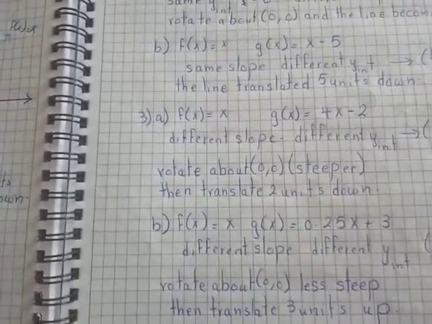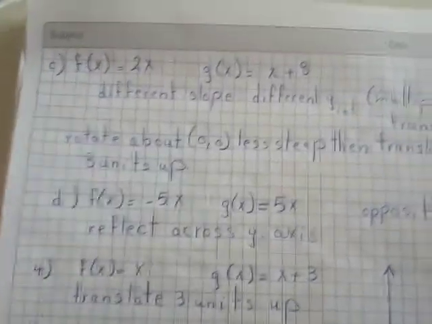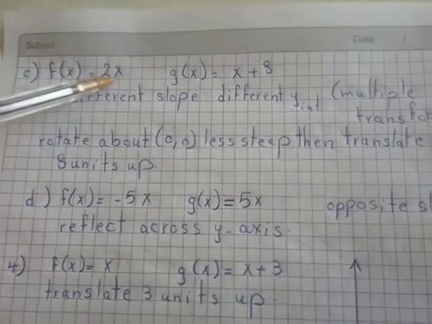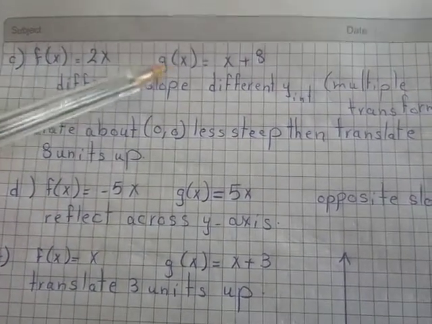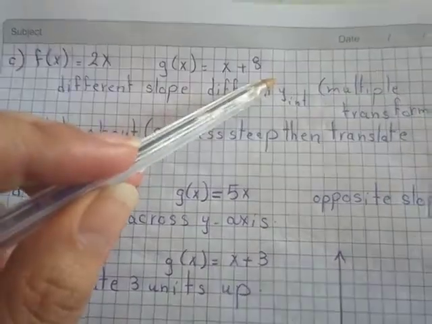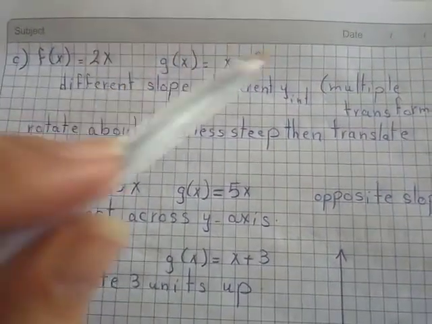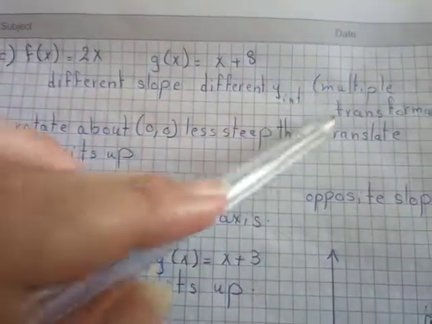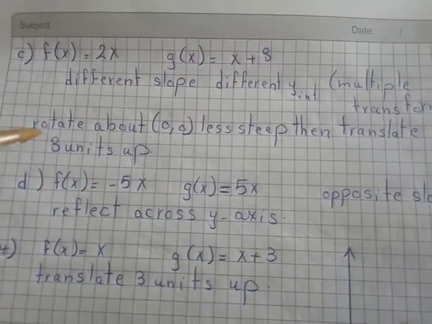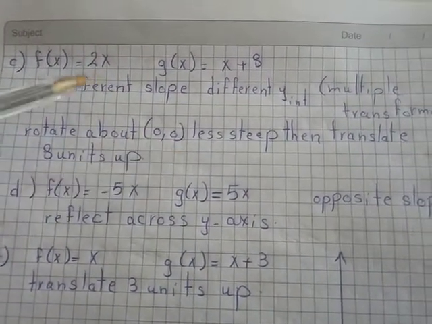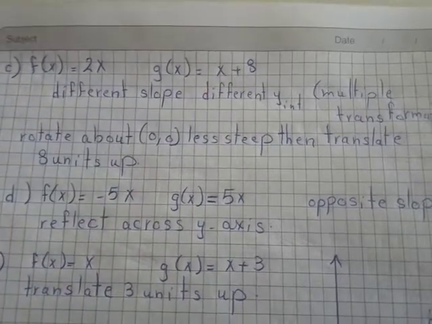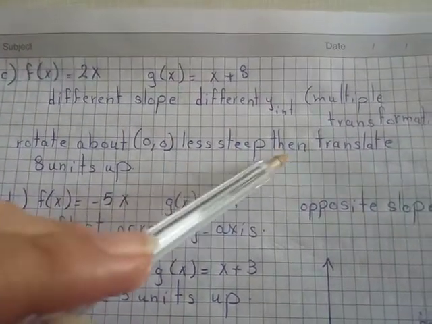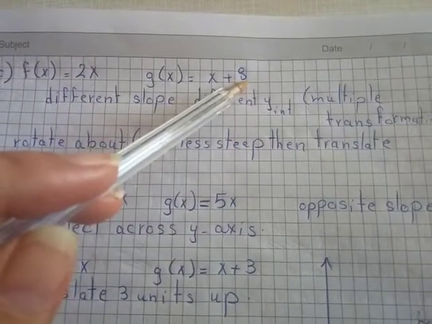Okay, f(x) equals 2x and g(x) equals x plus 8. Different slope and different y-intercept, so it's multiple transformations. Rotate about (0, 0), and the slope becomes 2 to 1, so it's less steep. And then translate 8 units up.